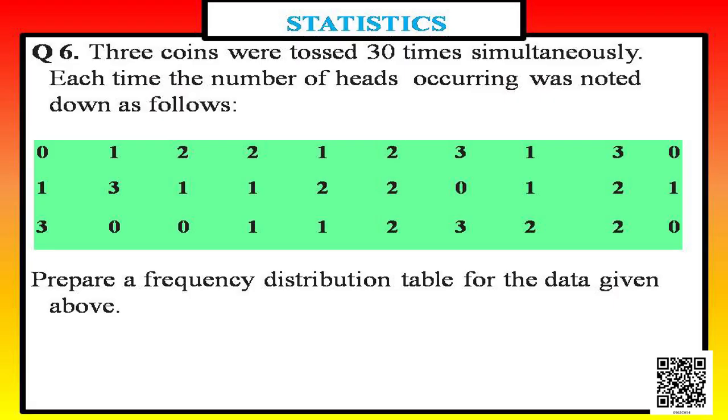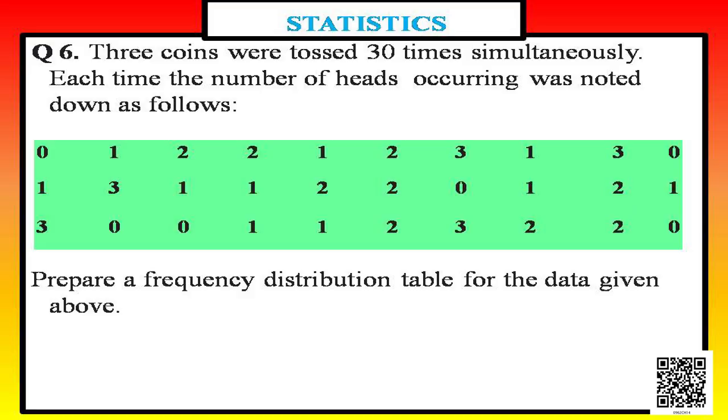Question number 6 says 3 coins were tossed 30 times simultaneously. Each time the number of heads occurring was noted down as follows. A few numbers are given here from 0, 1, 2 and 3. These are the range of the numbers. Then they ask, prepare a frequency distribution table for the data given above. So let us solve the sum.